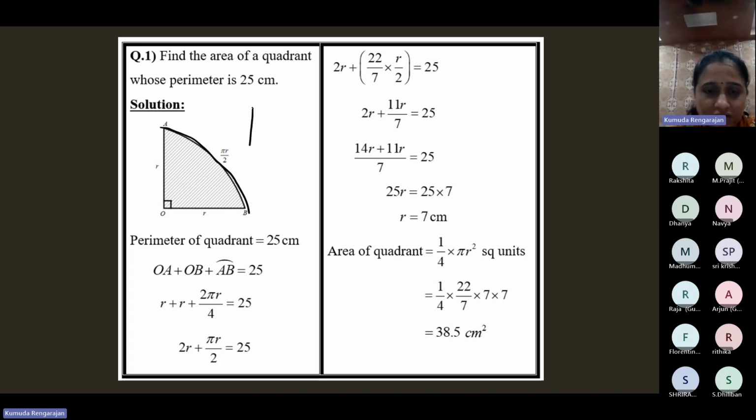A quadrant is a closed region. It's enclosed by two radii and an arc. The length of this boundary is 25, not only this length, which is the length of the arc in the quadrant. Perimeter of the quadrant is this one plus this one plus this one. Perimeter, the length of the boundary. All right, so that's about the first one.